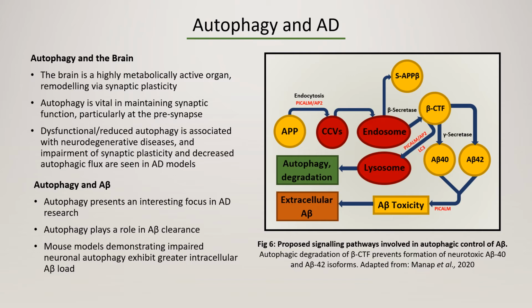Autophagy is also implicated in modulation of amyloid beta function, so presents an interesting focus in AD research. Mouse models demonstrating impaired neuronal autophagy exhibit a higher intracellular amyloid beta load. Figure 6 shows an overview of the proposed signaling pathways involved in autophagic control of A beta, showing that abnormal function could lead to amyloid beta toxicity and buildup of extracellular amyloid beta.